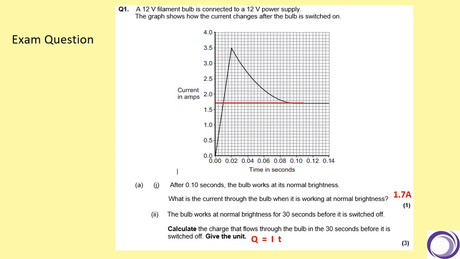So Q equals I times t, so charge equals current times time, so that's 1.7 amps times 30 seconds, and that gives us 51 coulombs. Underline your answer to attract the examiner's eye to it. So 51 coulombs will get you all 3 marks.